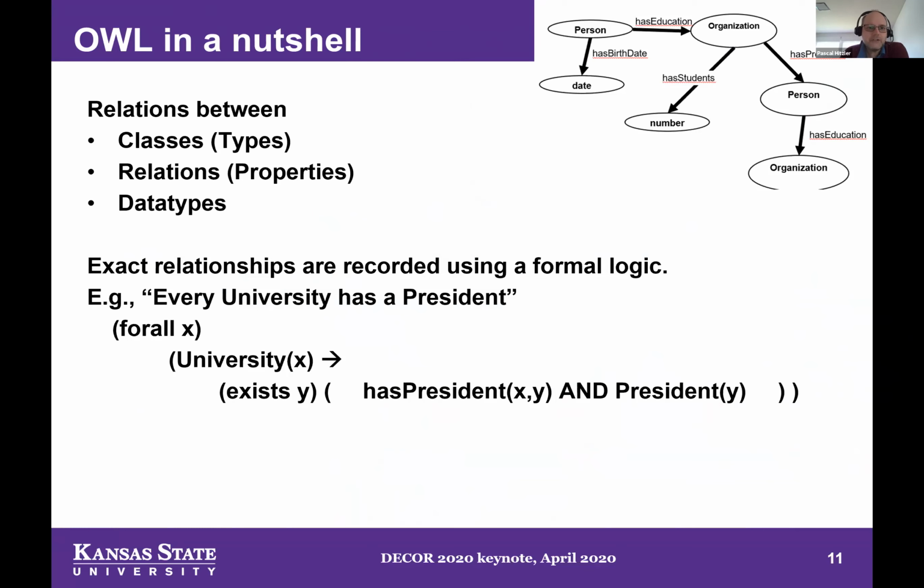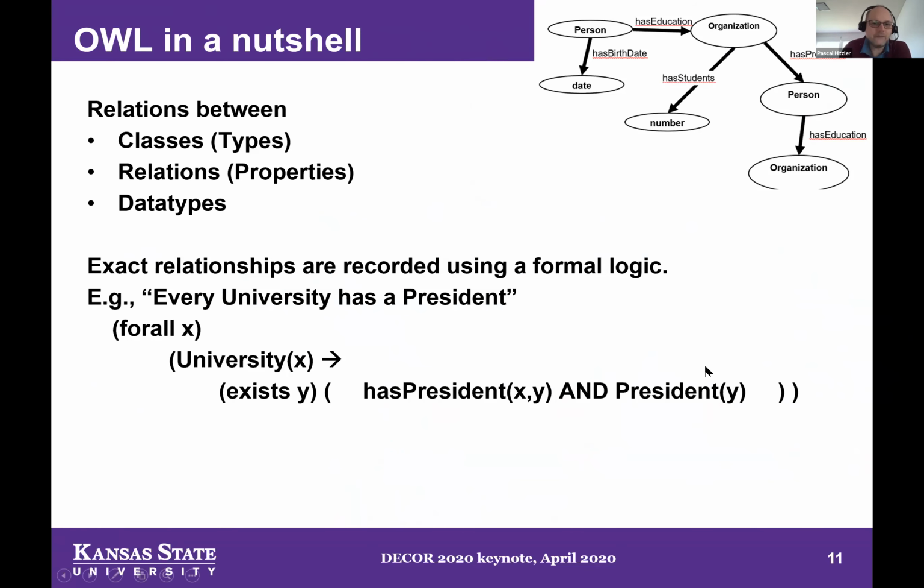The web ontology language essentially is a type language. It allows you to express complex relationships between types. So classes is what they call there. So they are the types like person, organization, etc. Then you have the relations, which are called properties. And the relations are the edge labels. So it has birth rate, has education, these kind of things.